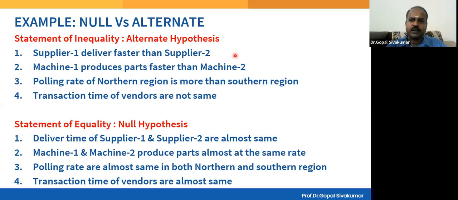Hope you have clearly understood what is null and what is alternate and the difference between null and alternate. Null is statement of equality. Alternate is statement of inequality. Sorry, null is a statement of no impact and alternate is statement of impact. And null is statement of no difference and alternate is statement of difference, isn't it?